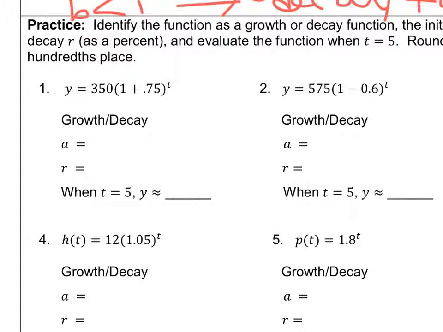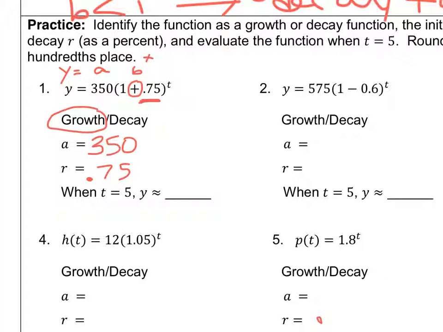Okay, on number 1, I'm just going to write our formula up here above it: y equals a times b to the x power, or t power in this case. So my growth rate: my a is the 350. That'll be my y-intercept, my initial starting amount. And then my rate is 1 plus a number or 1 minus a number. Since we're doing 1 plus a number, the number we're adding is 0.75. And since it's a plus, we know that it has to be growth.